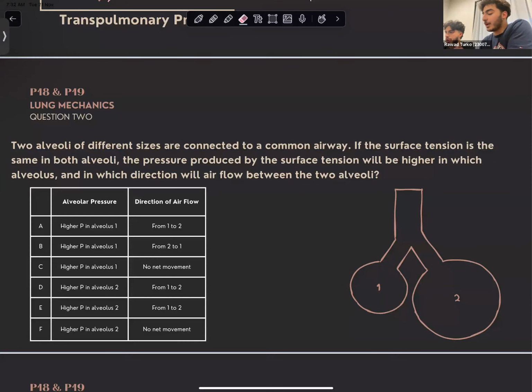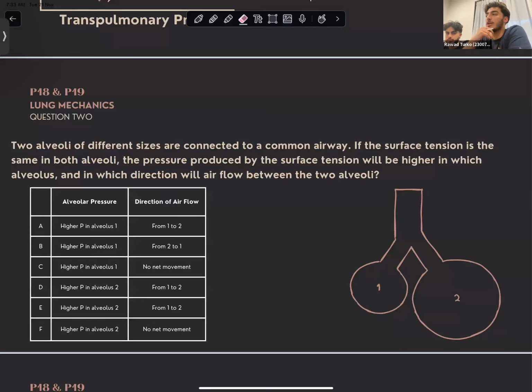Two alveoli of different sizes, 1 and 2, are connected by a common airway. If the surface tension is the same in both alveoli, the pressure produced by the surface tension will be higher in which alveolus, and in which direction will the air flow between the two alveoli? Okay, wonderful. Before we show it, obviously the answer is A.